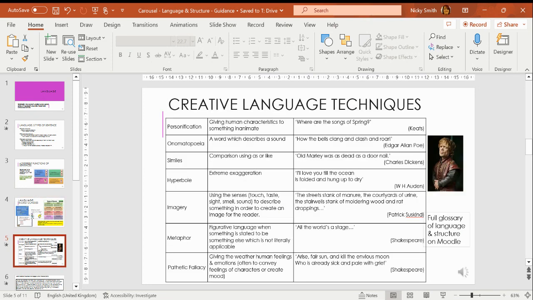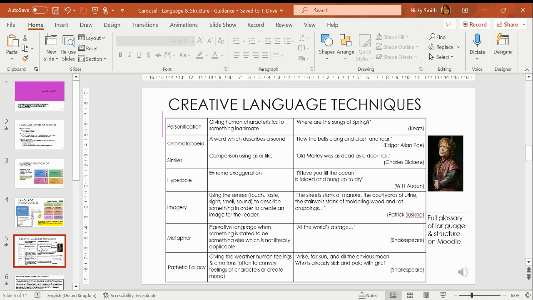Also, techniques. So all of these 3 things combined are known as language features. Techniques are linguistic devices used by writers. There's lots of them, hundreds of them. You're not expected to know them all. And as I say, I wouldn't stress about trying to memorise as many as possible, because then you will be too focused on that and not focused on analysis, which is where marks are awarded.